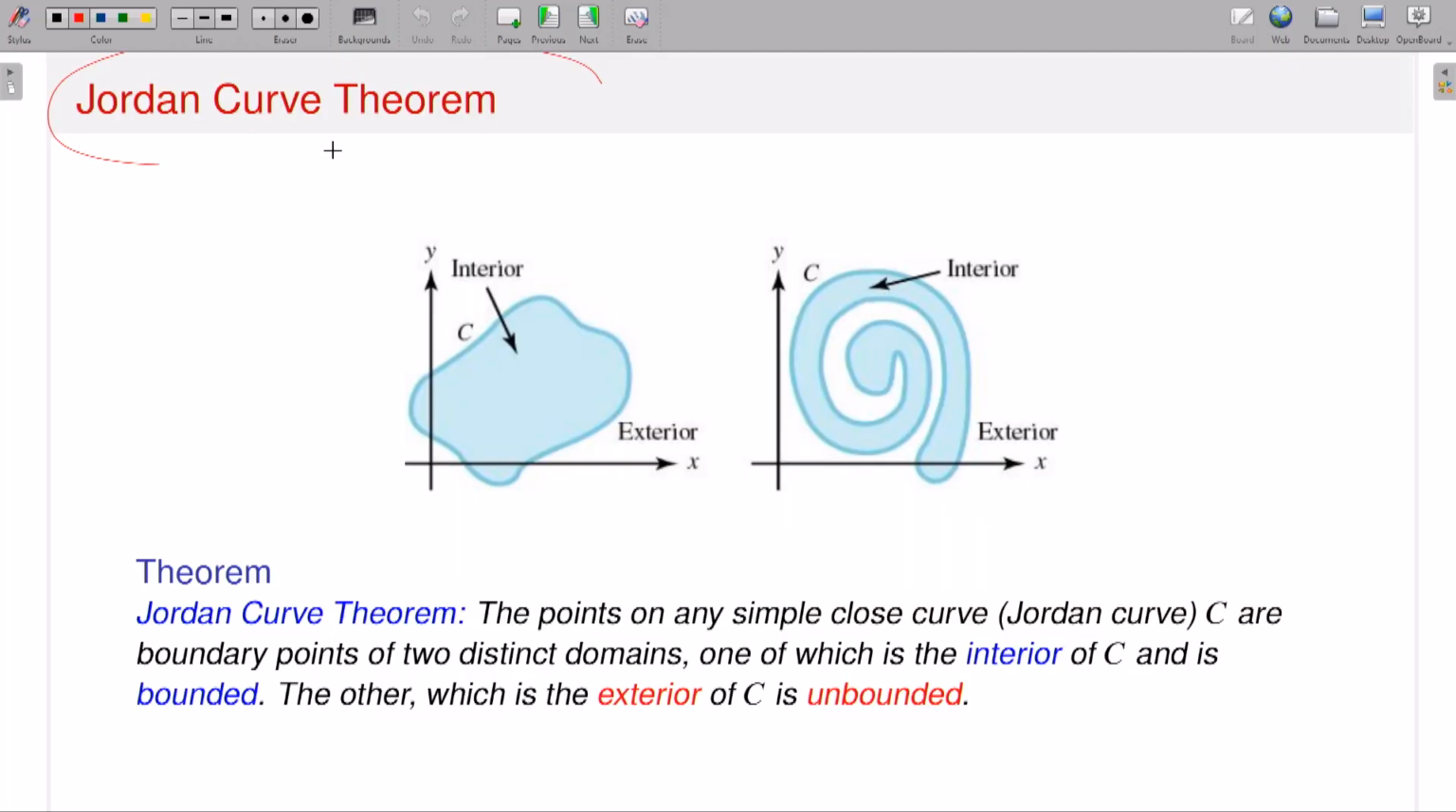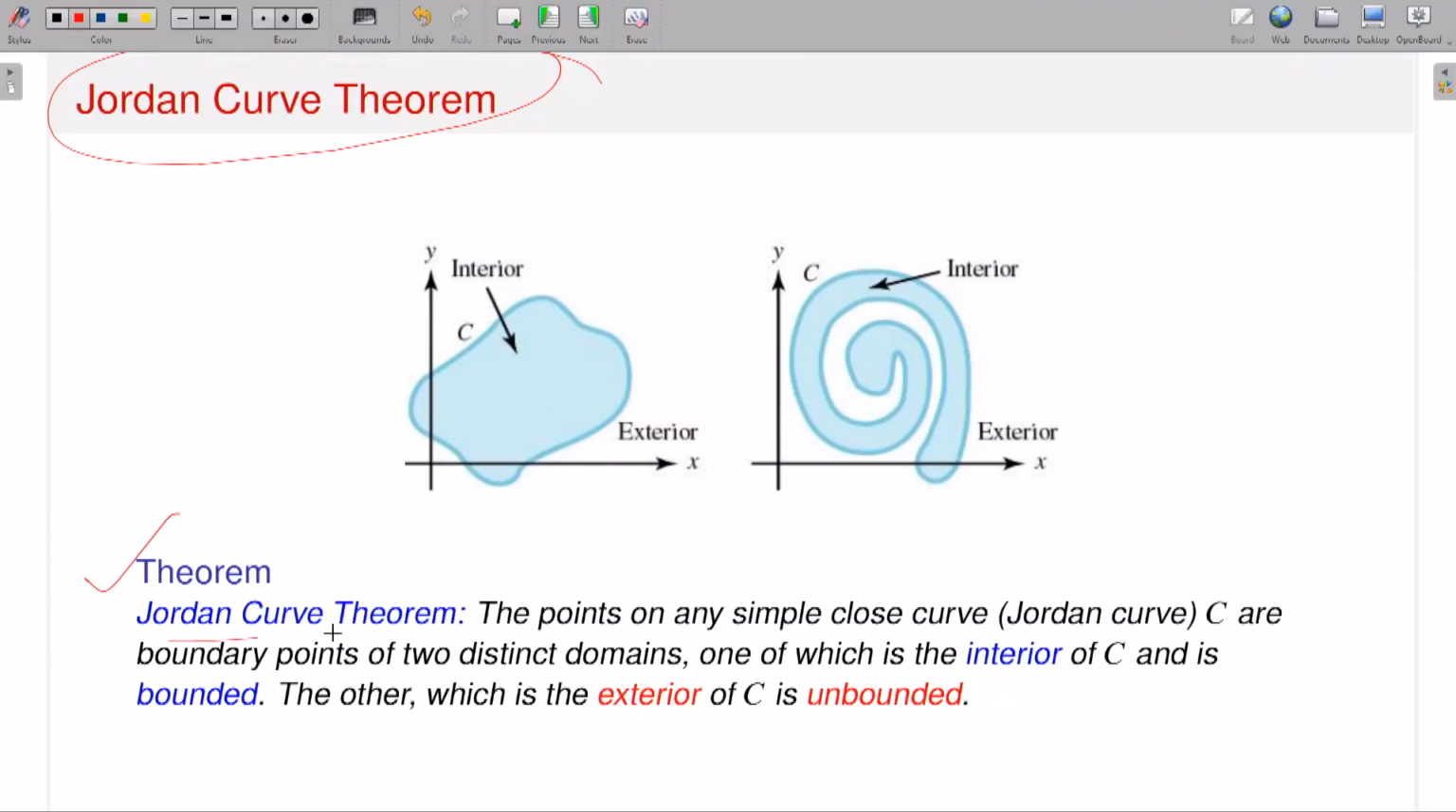Now there is a famous theorem called the Jordan curve theorem. It says that if I have a simple closed curve, then I can break my domain into two parts. One is the interior part, bounded by this simple closed curve, which is called the interior, the bounded part. The other part is the complement, that is the exterior part, the unbounded part.